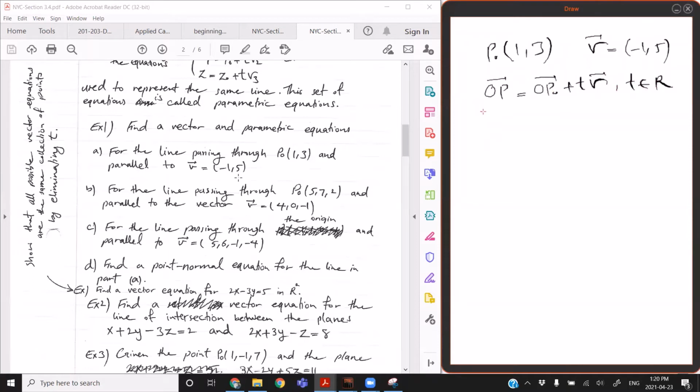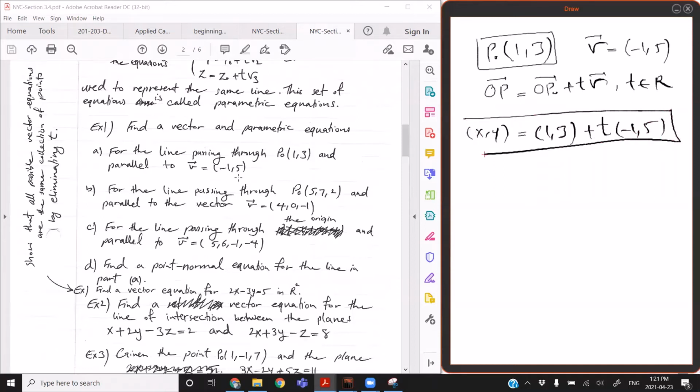So it's going to be (x, y), that's the OP, because this is from R2. OP0, if the point P0 is this point, then the vector OP0 is going to be the same thing: (1, 3) plus t times V. What is V? (-1, 5). That is the vector equation of the line.